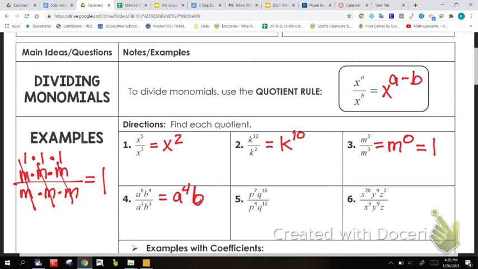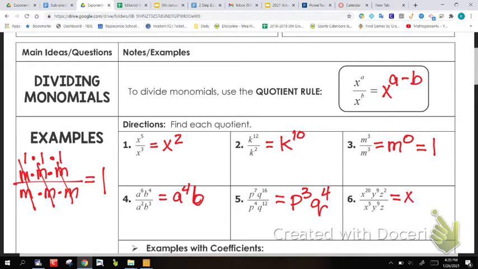For 5, again, you can't multiply them because they have different bases. So we're going to look and divide. The base stays the same. Subtract your exponents. Same thing for the Q's. The base stays the same. Subtract your exponents. For 6, same idea. You have x's, y's, and z's. You can't multiply them, but you can divide them if they have the same base.